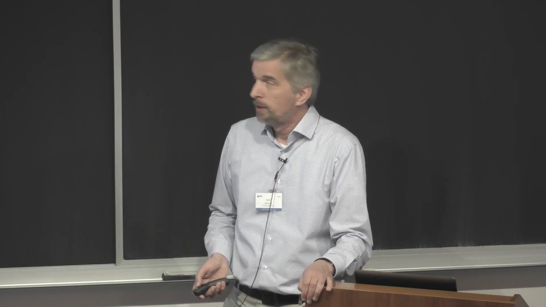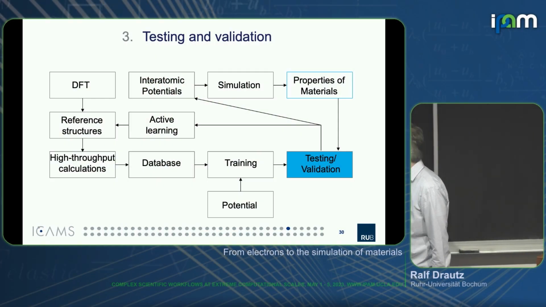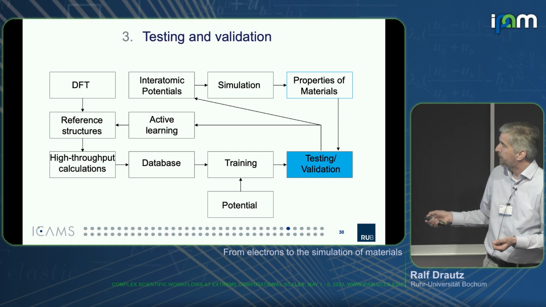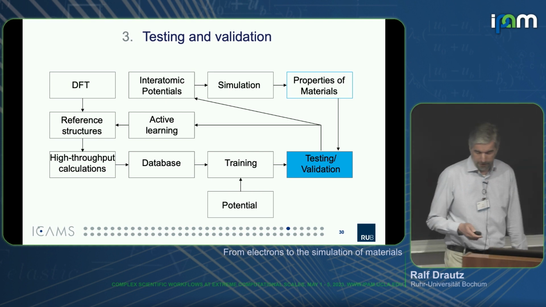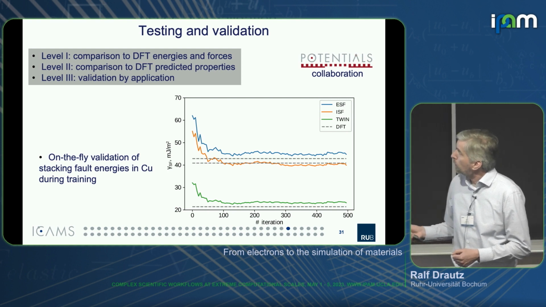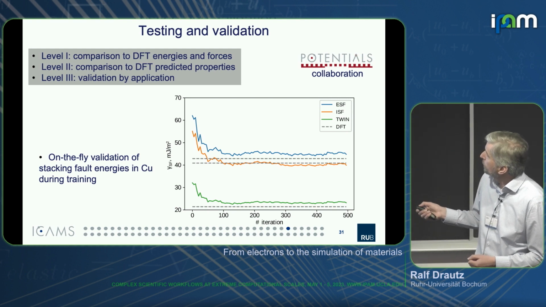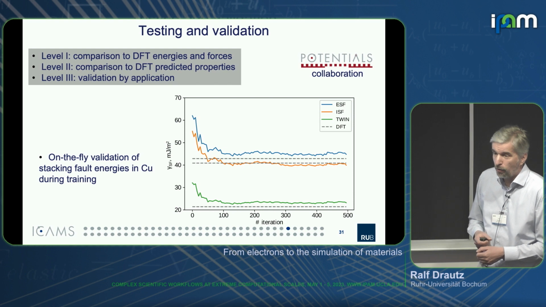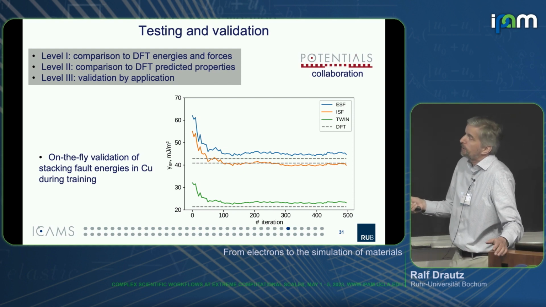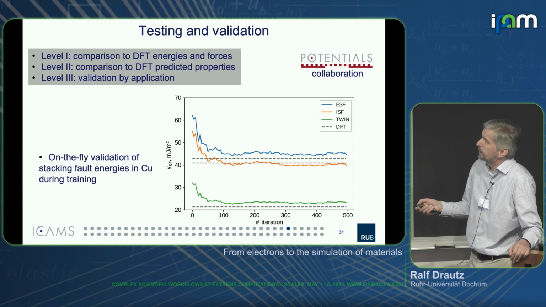Okay. So the next part is, now we assume we have the atomic cluster expansion as a potential, we trained it, now we need to test it and validate it. And actually we had, with Jörg Neugebauer and Jörg Behler and Carsten Albe, a collaboration exactly on validation of potentials in Germany, where we said there are 3 different types of validation that we want to do.